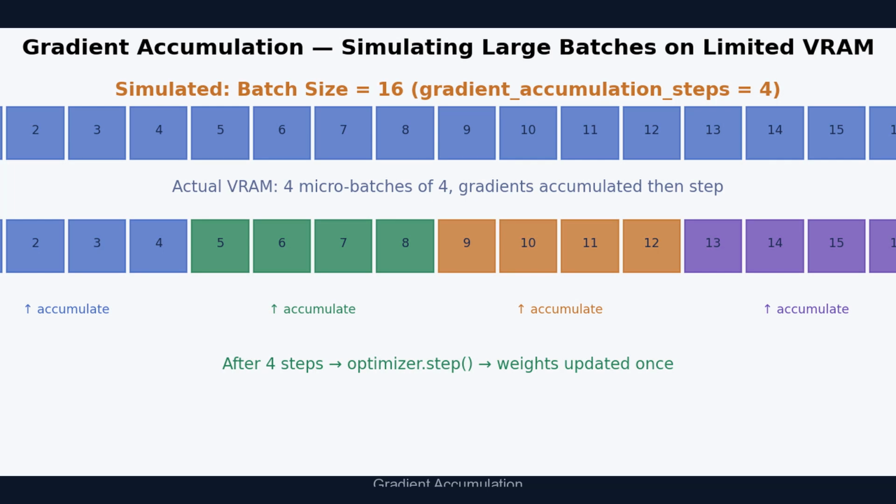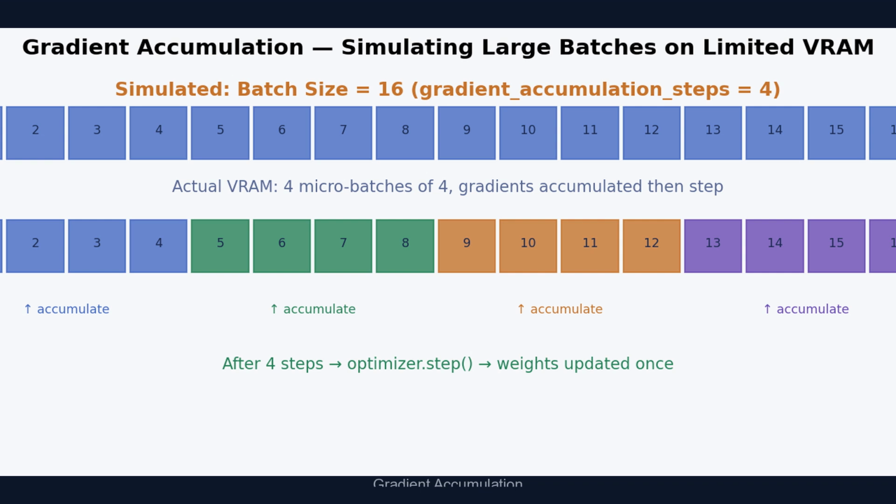This image explains gradient accumulation, specifically how to simulate large batch sizes while working with limited video RAM. Here, you see a simulated batch size of 16 that is achieved by breaking it down into smaller micro batches of 4, as indicated by the gradient accumulation steps set to 4. In this setup, we accumulate gradients over those 4 microbatches before performing an optimizer step. This pattern allows us to effectively manage memory usage while still leveraging the benefits of larger batch sizes.